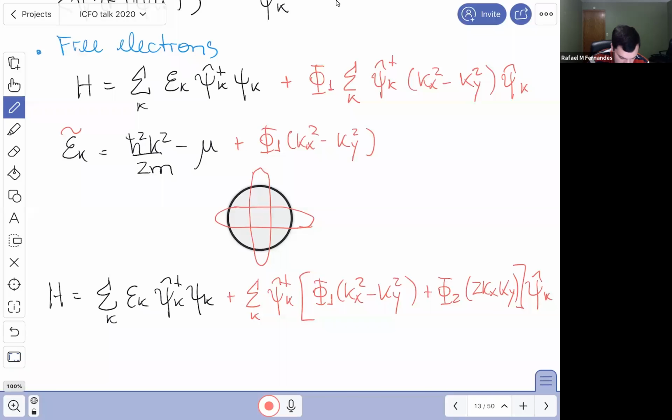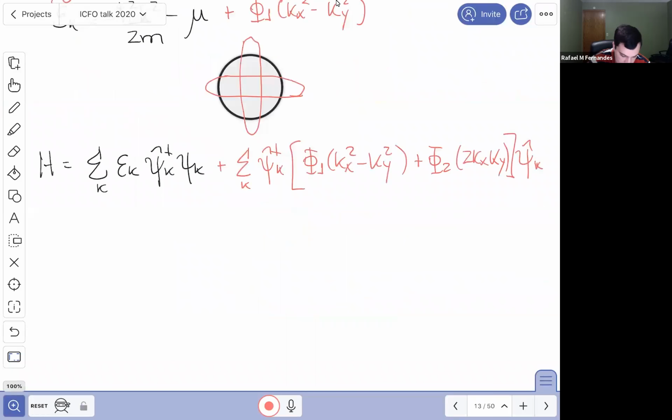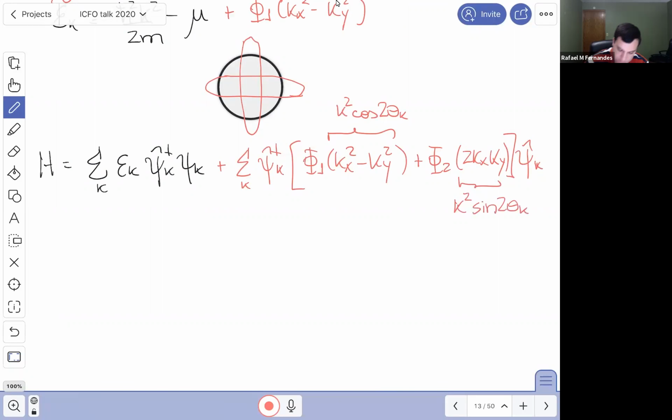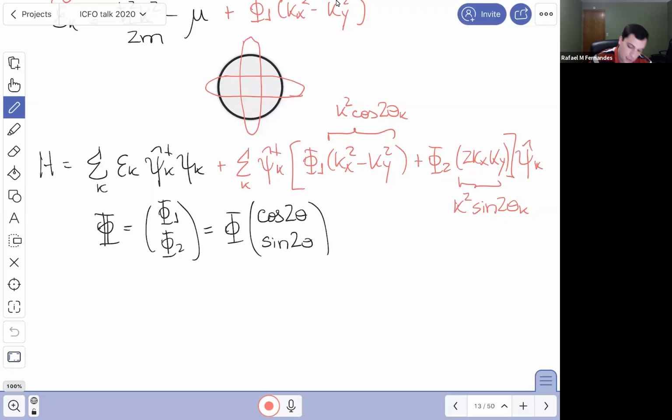Now, there is actually a very convenient way of rewriting this. You just notice that this quantity here can be written as k squared cosine 2 theta k. This theta k is just the angle in momentum space measured with respect to the kx axis. This here is k squared sine 2 theta k. And remember, I defined that nematic order parameter phi, which was phi 1, phi 2, a two-component order parameter in this abstract space. I might as well just parameterize it in terms of two angles, cosine 2 theta, sine 2 theta. The two here is to ensure that I only need to go from theta from 0 to pi.